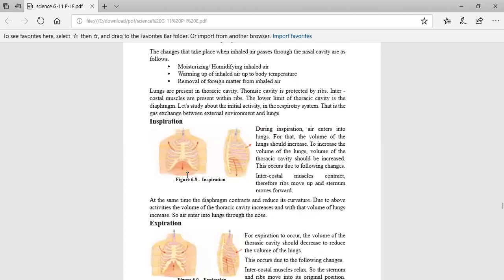Yes, I told you that the lungs are present in the thoracic cavity. This is the thoracic cavity. The thoracic cavity is protected by ribs. These lines are the rib cage, front side and back side. There we can see the ribs, and the sternum here. The sternum connects with the ribs and the backbone. The backbone is on the back side.